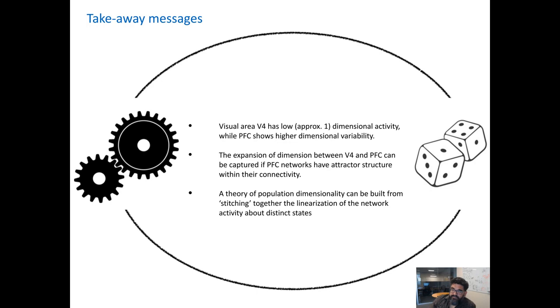So some of the takeaways from this are that visual area V4 has very low dimensionality, while PFC shows a higher dimensionality. This expansion from V4 to PFC in terms of dimensionality can be captured if the PFC networks are strongly coupled and they have attractor structure in their connectivity. And we can get a good understanding of this dimensionality expansion by stitching together linearizations of the network about distinct states here. So this is the beginning of a path that I'm taking with my lab and my collaborators to understand how the dimensions of activity are transmitted across cortical networks. As we start recording from more and more regions of the brain simultaneously, these kinds of theories will be more and more important.